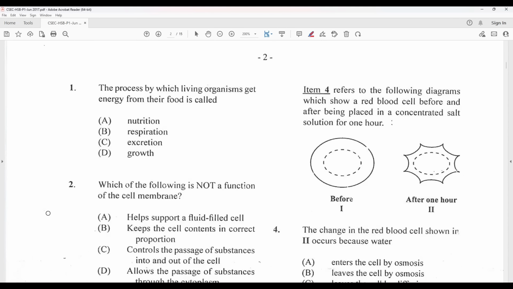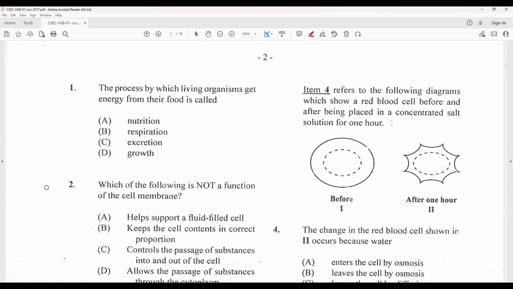And this paper would follow the format of the syllabus, which means it goes section A, then B, then C, then D, then E. And that would take us all 60 questions.